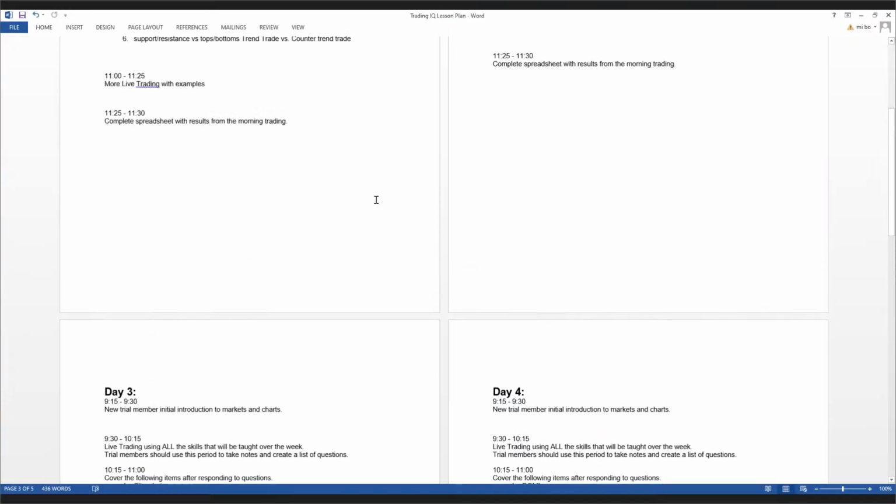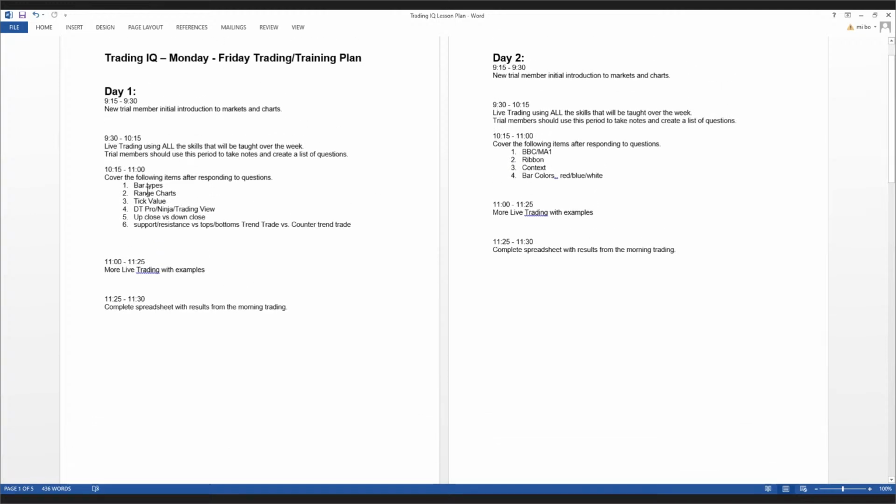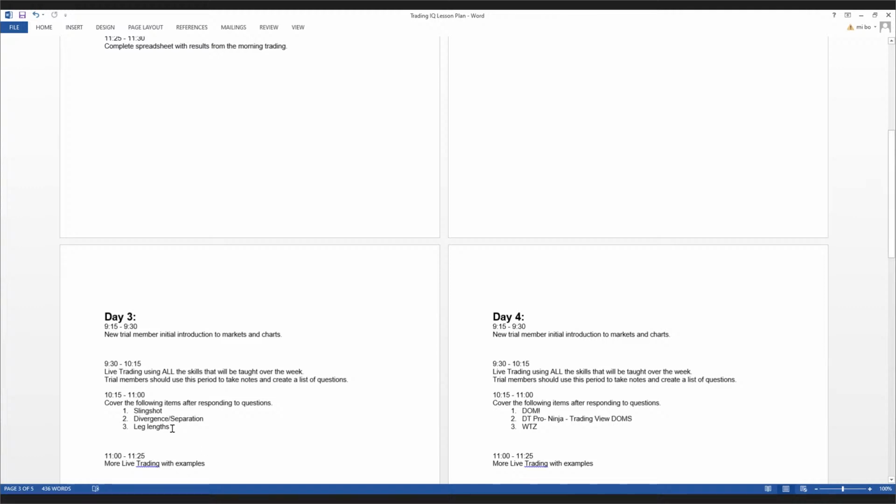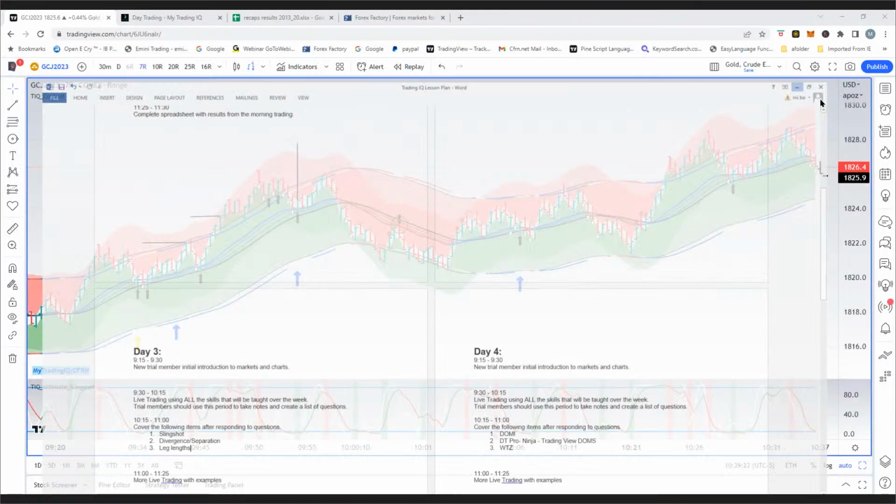For anybody who's just getting in, we're on day 3 of the lesson plan. This was day 1, this was day 2, and this is day 3. So I went over the leg lengths in a lot of detail. I think I went over the leg lengths, the slingshot and the divergence and separation. Now I got to do that in 2 separate things.